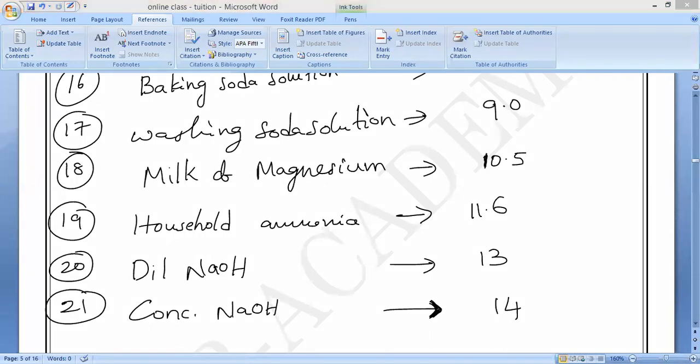Next value. It is neither acidic nor basic; that depends upon the situation. If it is more than 7, alkaline in nature. Less than 7, acidic in nature. You have to remember that. Next one.